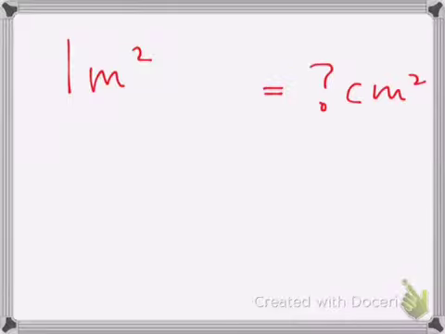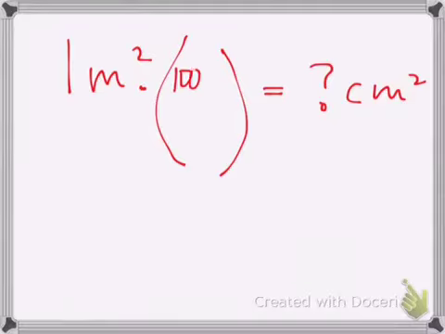Let's convert. Here's another way you could have done this. 1 meter squared equals how many centimeters squared? 100. Now that's your instinct, right? Everybody wants to say 100, right? Yes, it's 100,000. Oh no, it's 10,000. It's 10,000. So what's the conversion factor?